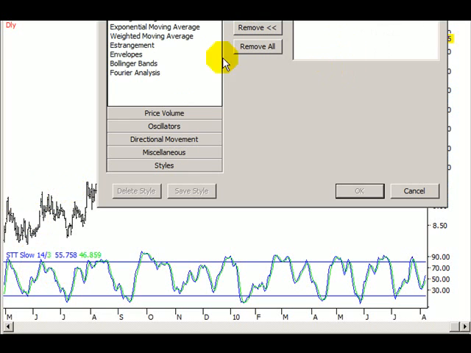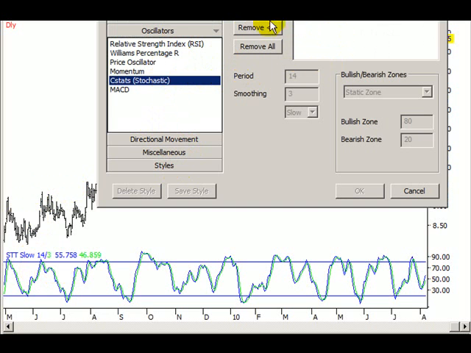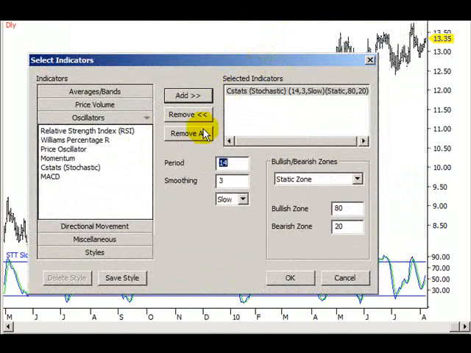So let me show you what that looks like. If I go to my stochastic and add it there, you can see that I have a slow stochastic. I have a bullish zone of 80 and I have a bearish zone of 20. Then I have a period here of 14, and also a smoothing of 3. You can see that I've actually selected slow here.